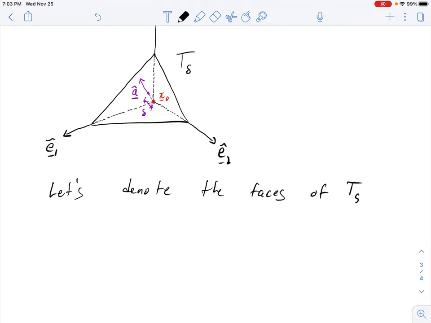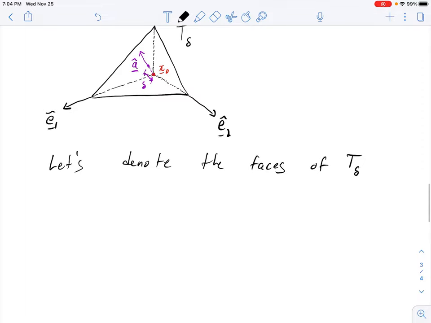Of T sub delta. And we're going to call them S for surface. Once again, the book is good at making italicized S's. I cannot make an italicized S for the life of me. So again, please understand that these are spatial surfaces and not reference configuration surfaces.